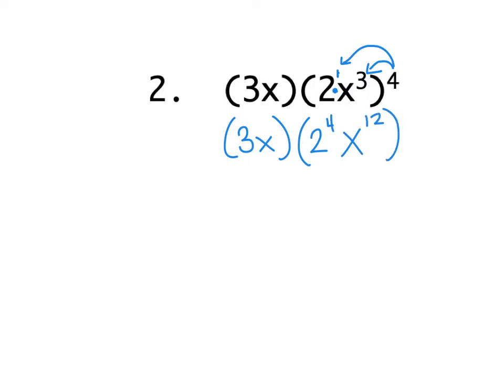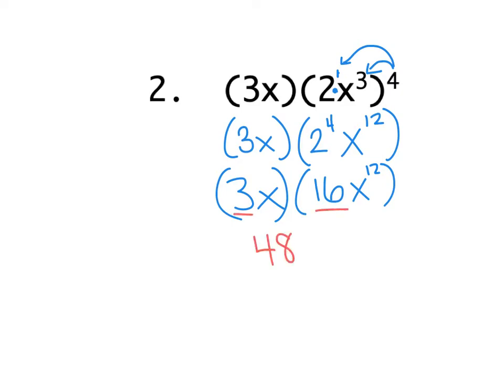I'm going to clean up 2 to the 4th power. You can use your calculator if necessary. It would be 16, and I have x to the 12th, and then 3x out front, right? Now this is held by multiplication, so I'm just going to multiply the 3 times 16, which is 48, and then I have x to the 1st, and this is all multiplication, times x to the 12th would be keep my base and add my exponents to get 48 x to the 13th.